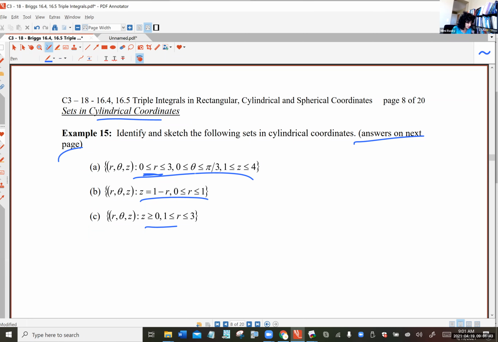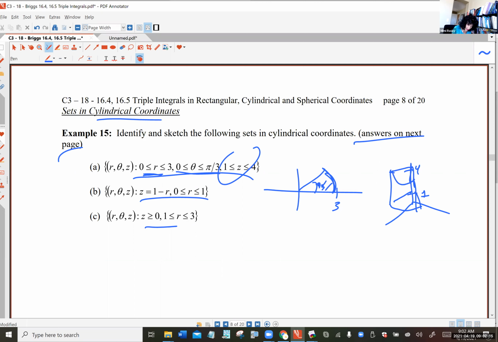r is going between 0 and 3. Theta goes between 0 and pi/3. If I were to graph that in just 2D, that would look like what? It would look like a pizza slice, where I have an angle here of pi/3. But then z, the altitude, is going to go from 1 to 4. So on the z-axis, here's 1 and 4. You're going to take the portion of a pizza slice. Boy, this is hard to draw.